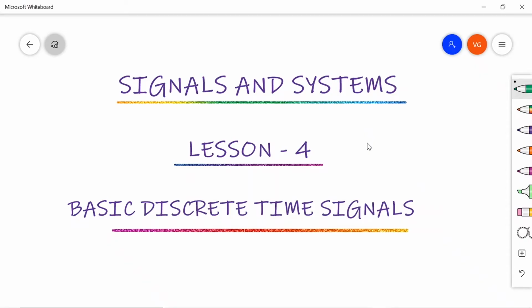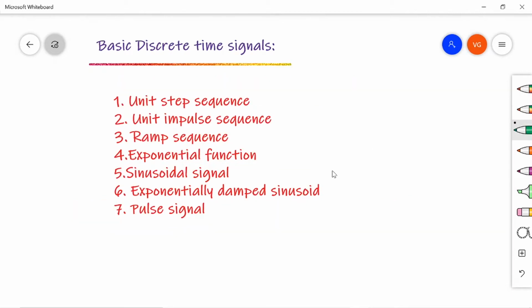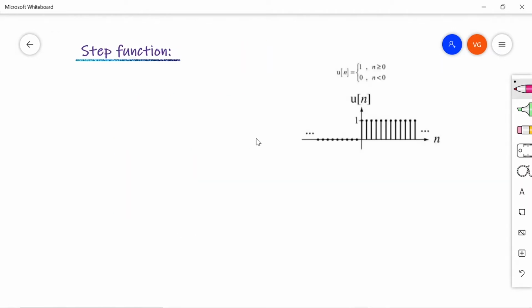In lesson 4 video, I am going to discuss basic discrete time signals, their nature and also a few examples on those signals. The basic discrete time signals that I am going to discuss in my video are unit step sequence, impulse sequence, ramp sequence, exponential function, sinusoidal function, exponentially damped sinusoidal function, and also pulse function.